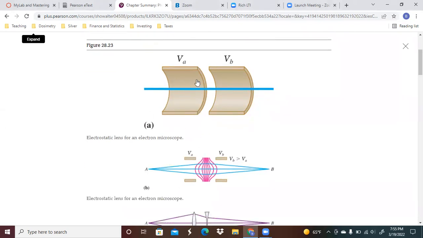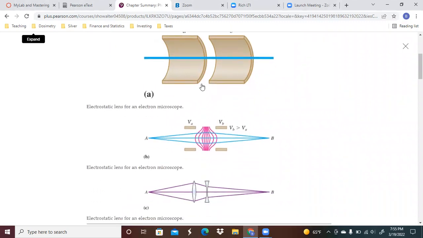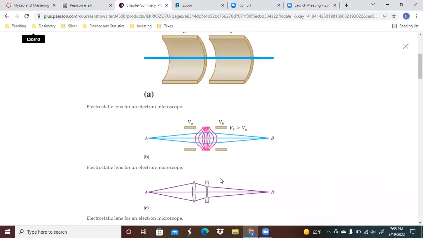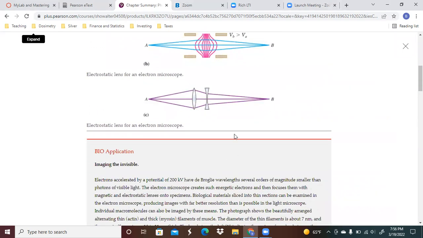So you've got an electrostatic lens for an electron microscope. You've got an electrostatic lens here, and you can see part of the mechanics of how this works. And you've got an electrostatic lens again here for an electron microscope. All of these are different methods by which you can take information and try to focus it at a different point.